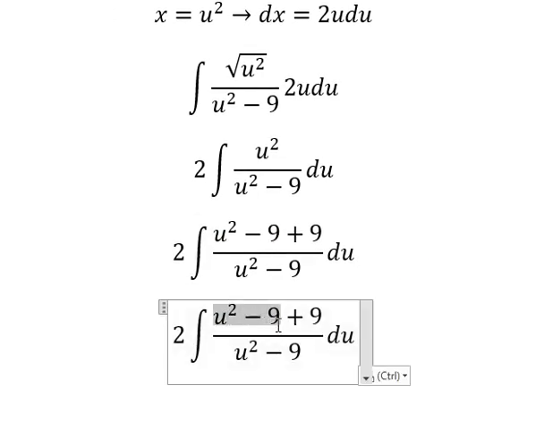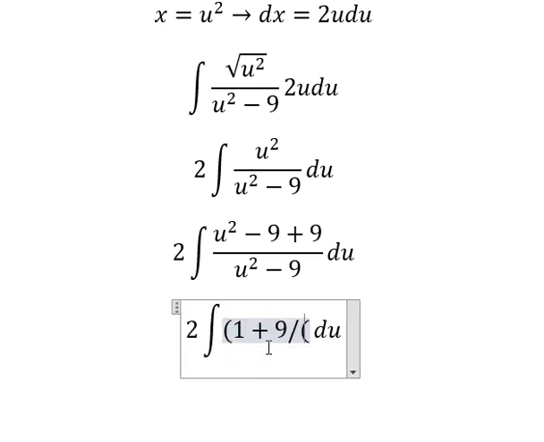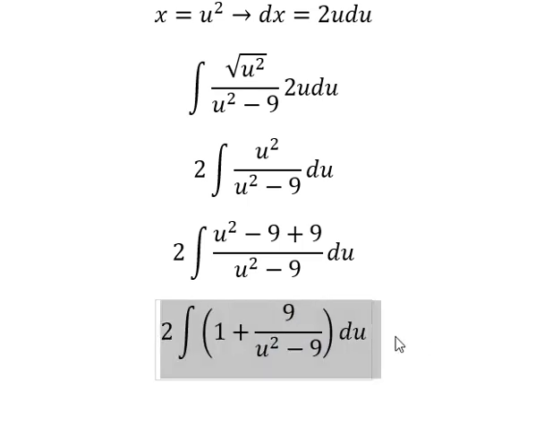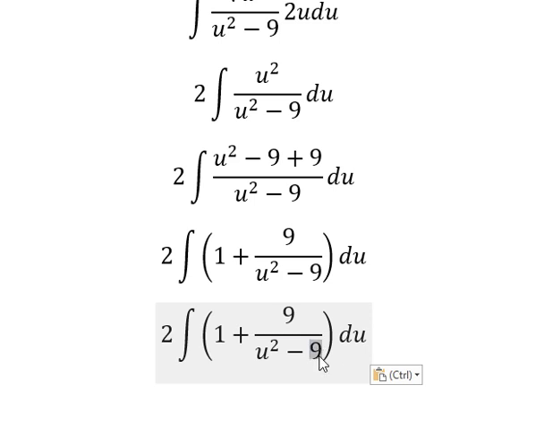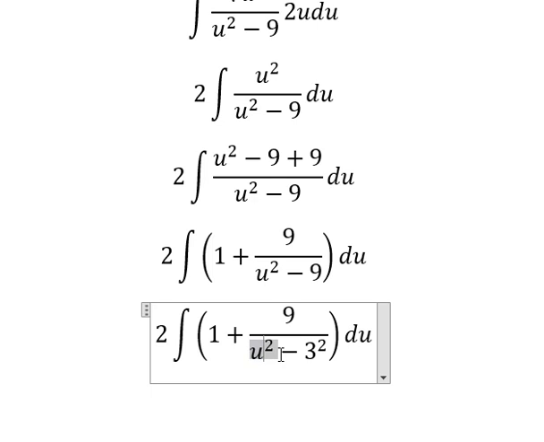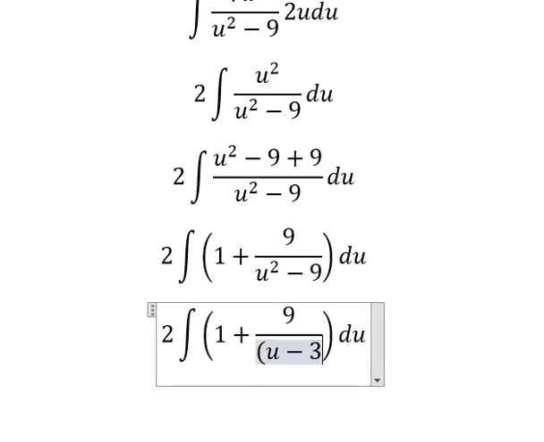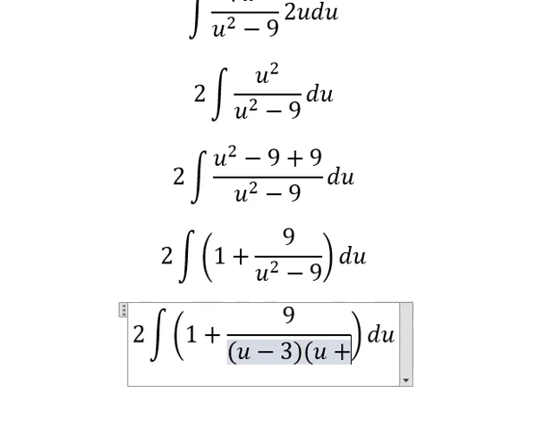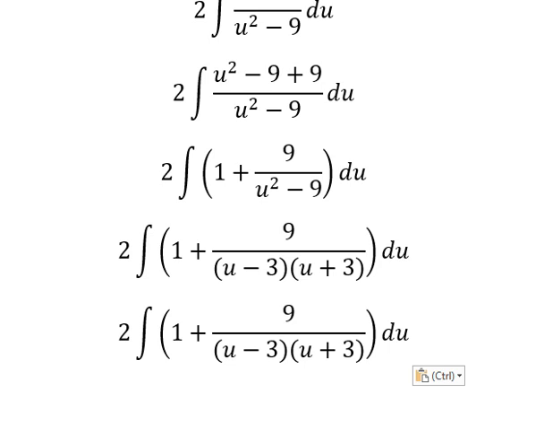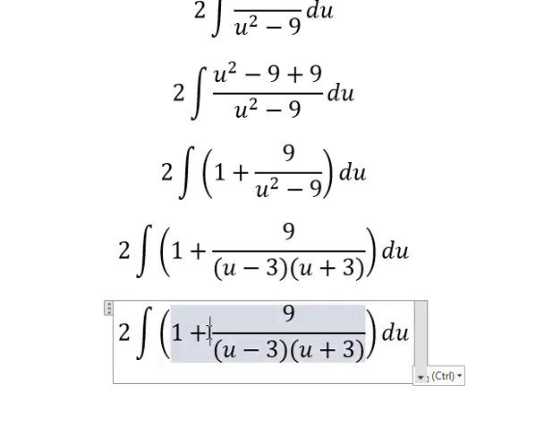So u square minus number 9 divided by u square minus number 9. So we have number 1. So this one, number 9, that is 3 square. So this is about identities. So we put this one into u minus number 3 multiplied by u plus number 3. So I will put number 9 in here.